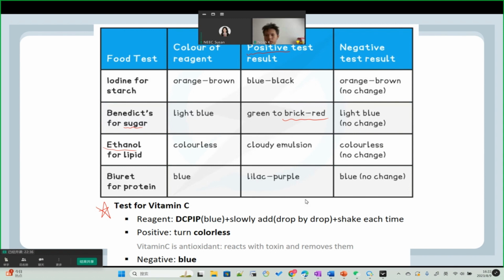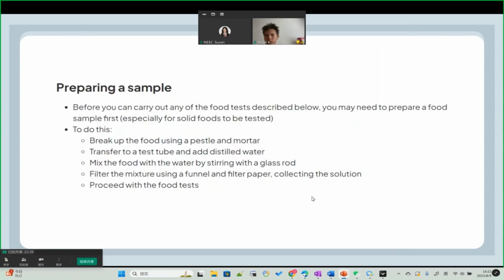So then we're going to look at the more detailed process. Firstly, you're going to prepare a sample, because most of our food is solid, right? And before we can use this kind of food test, we must change it from solid into solution. So we're going to break up the food using a pestle and mortar, to grind the food until all the liquid is squeezed out. And then you transfer it to a test tube and add distilled water in order to dissolve your food and produce a solution.